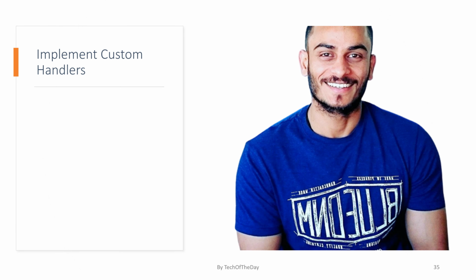Nitesh Sharma here, and in this module you will learn about custom handlers. By now you should already know that you can create Azure functions in several different languages, including C Sharp, Java, JavaScript, Python, PowerShell, and many more. But what if you would like to create Azure functions using languages that are not currently supported, such as Rust or Go?